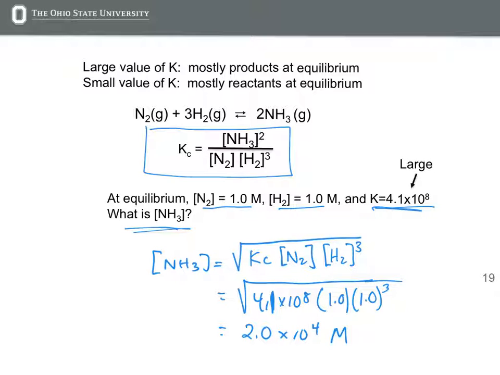And here we can include molar. So let's compare this value, 2.0 times 10 to the 4th, to what we found for N2 and H2 at equilibrium. It's huge, right? So we predicted that we would have a product-favored reaction at equilibrium because our K value was very large. We go back and compare what we have for NH3, our product, to our reactants at equilibrium, and that holds true. Questions on problems like this?